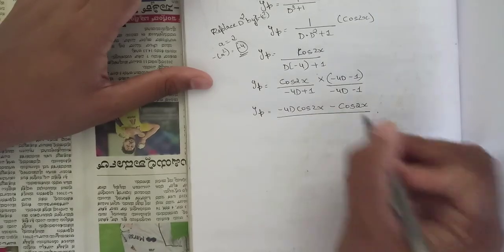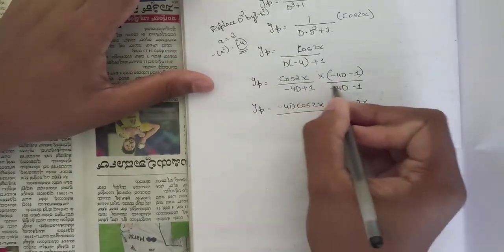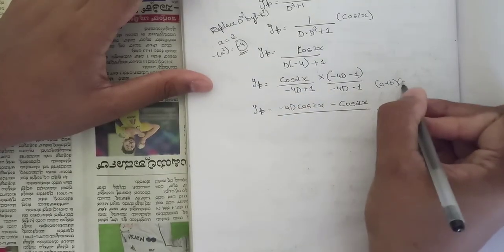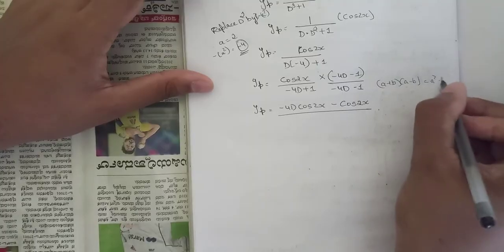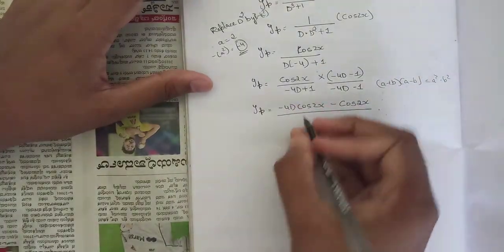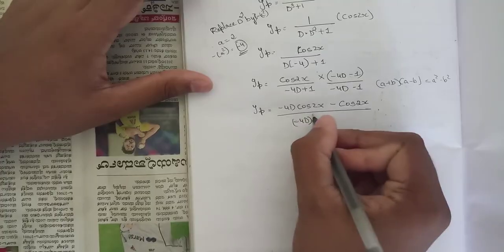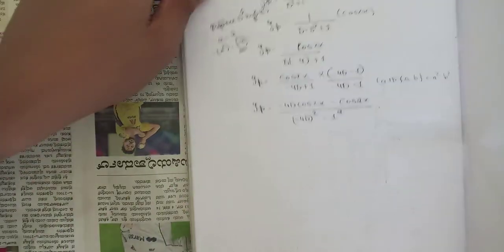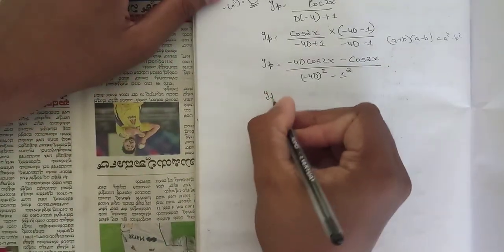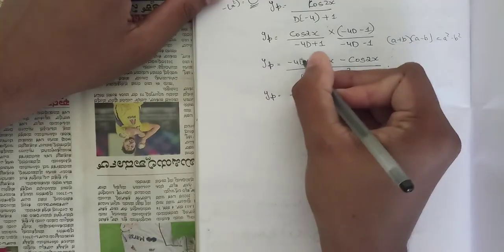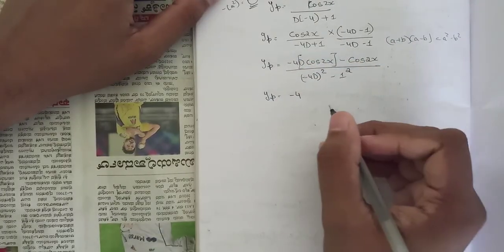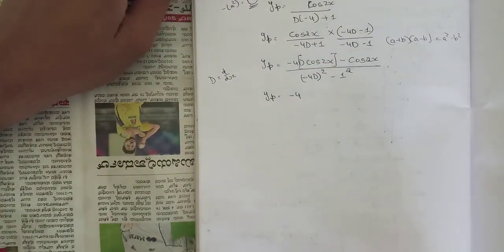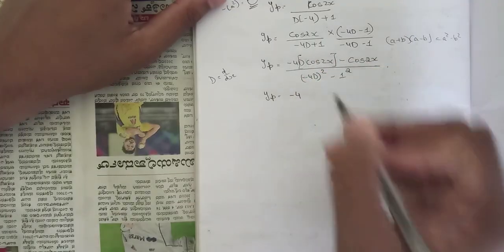Minus 1 into cos 2x divided by, see, in the new denominator term we can see that this is of the form (a plus b)(a minus b). So we know that it is a square minus b square. So again write it in the form that is minus 4D the whole square minus 1 square. So now we can see that minus 4 into, we have D cos 2x here, right? Here we know that D corresponds to d by dx, right?